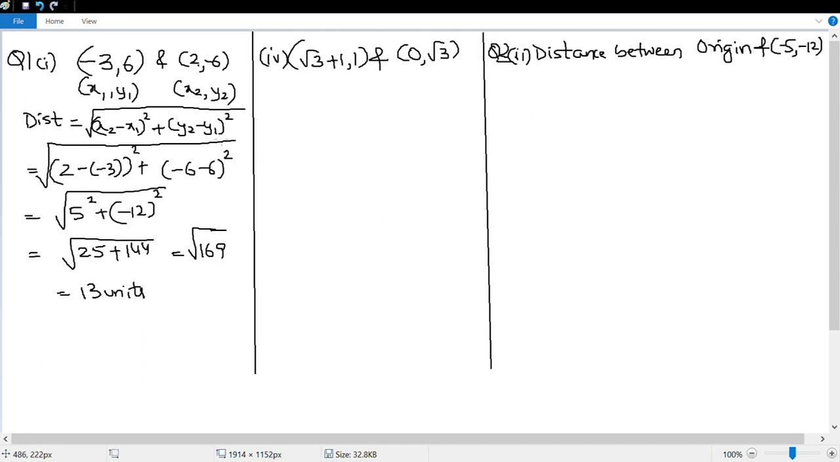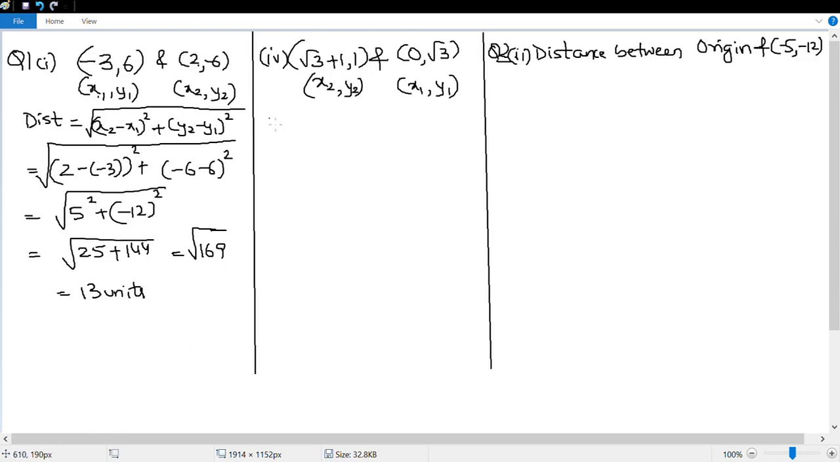The next question we're doing is part 4, (root 3 plus 1, 1) and (0, root 3). Next thing to ask is, does it make a difference if I take this as x1 or I take this as x2? No, it doesn't make any difference, but the point will have to be x2, y2. You cannot take the point as x2, y1. Yeah, that's obvious. So this is x2, y2 and this is x1, y1. Let's see if it makes any difference to our life.